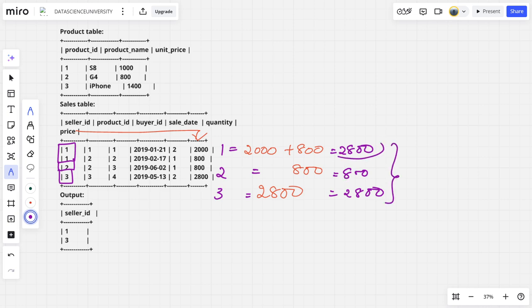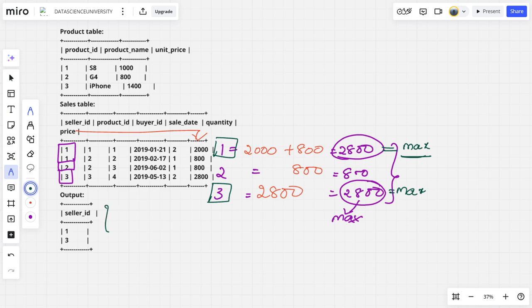So now among them, who sold the highest total price? 2800, 2800. So this is the maximum price. So how many rows are there where it is equal to maximum? This is also equal to maximum. So what are the seller IDs which are having the maximum? 1 and 3. So that is the output. We don't care about the product table. We don't care what is the product name, unit price, etc. It's not required.